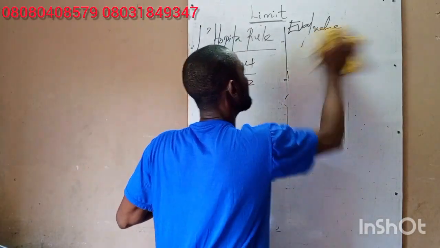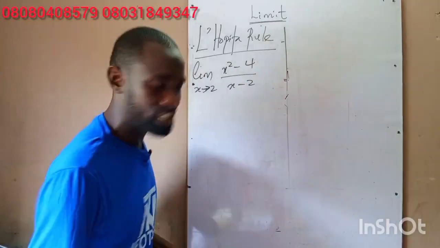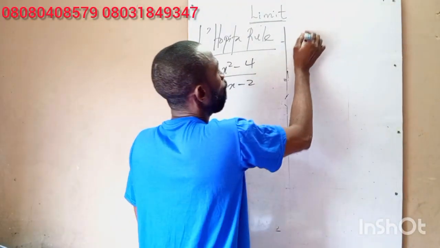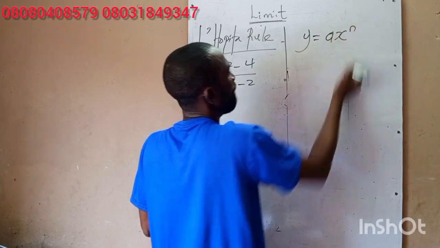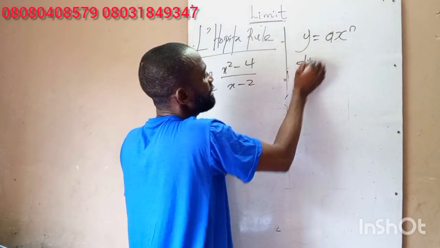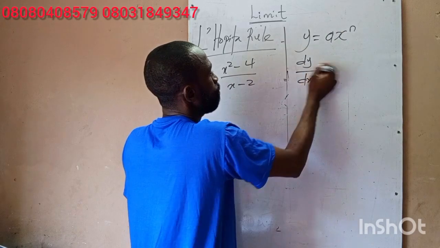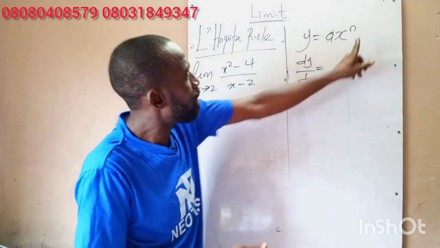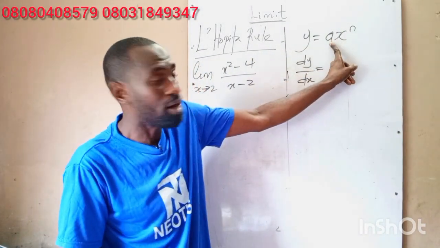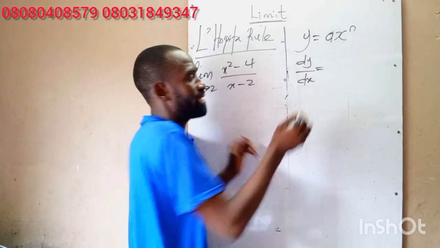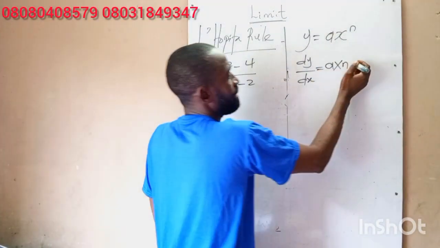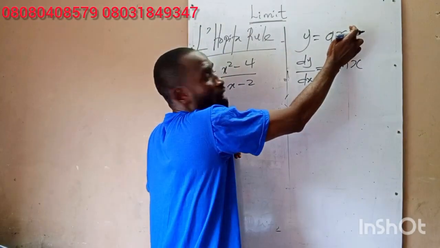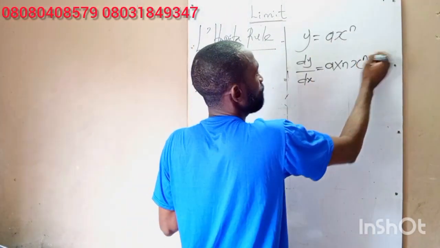Differentiation and integration. If I want to differentiate y equals a x raised to power n, then dy/dx will be equal to: I use the power here to multiply the coefficient, so it will now be a times n. I write the x back, then subtract 1 from this n, so n minus 1.